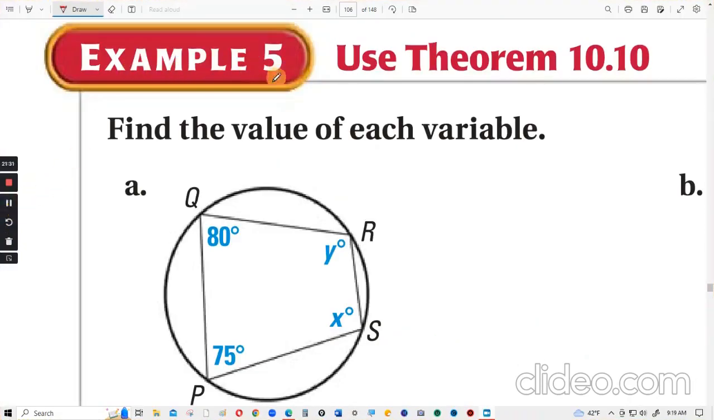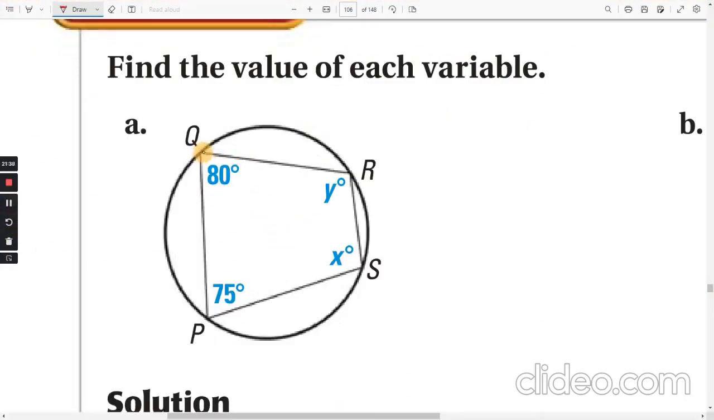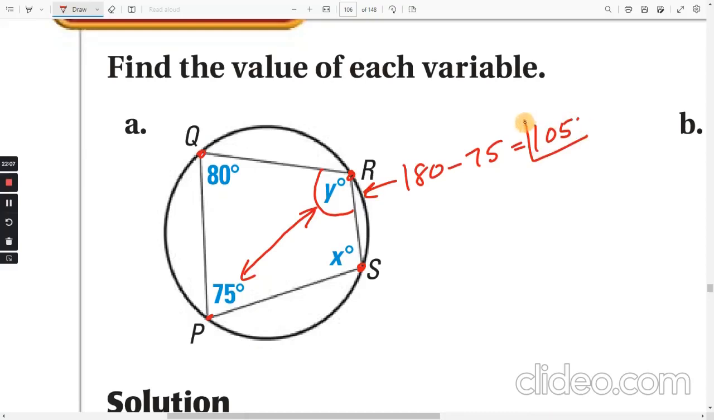Example 5, find the value of each variable. Alright, so we can see the quadrilateral is inscribed. All of the points or vertices are on the circle. So we just look at opposite angles. Alright, so we know that y plus 75 is going to equal 180. And as a result, this angle right here is just going to be 180 minus 75. And that's 105 degrees for angle Y.